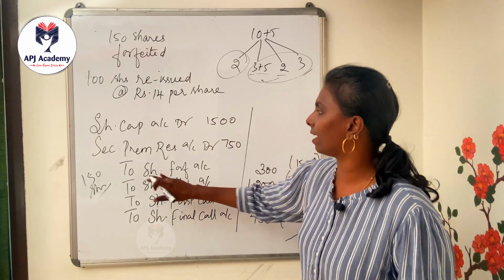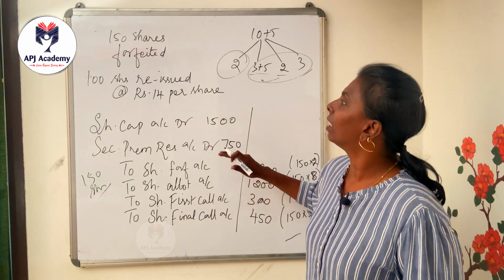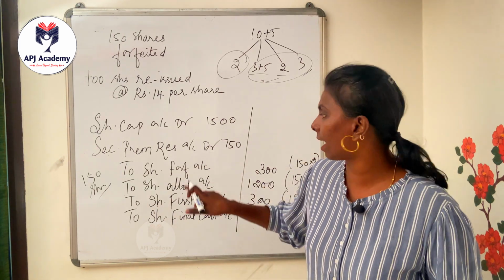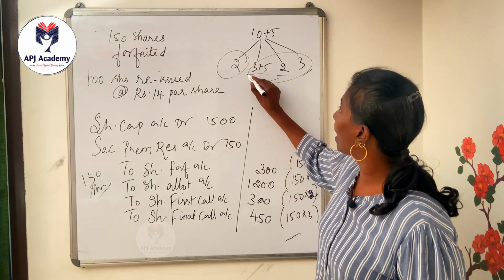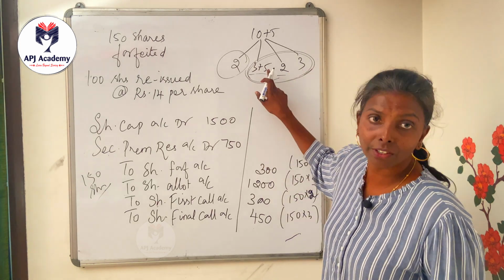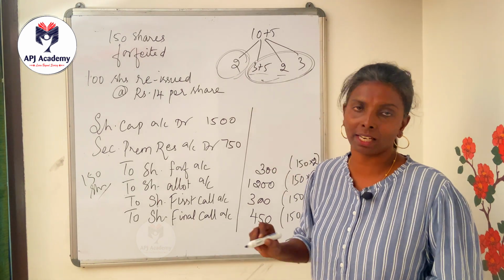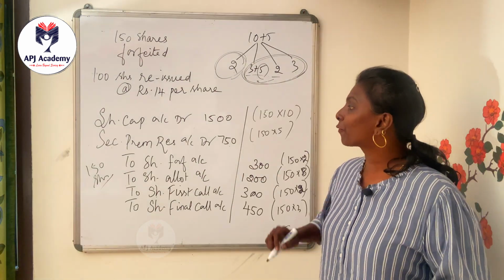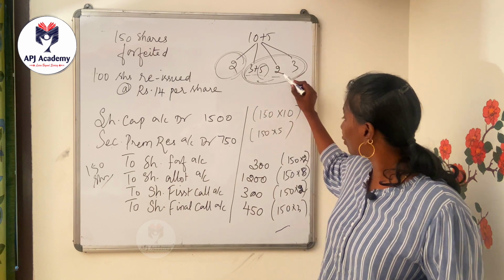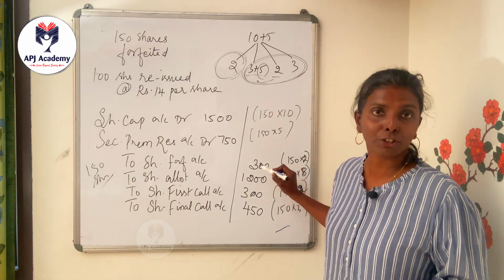And finally, in share forfeiture account, the amount received so far has to be put in the share forfeiture. Imagine I did not receive all the 3. I didn't receive allotment, first and final call. So what I've received is only the application money, which is rupees 2 per share. So finally, 150 into 2, I get 300 here for share forfeiture.